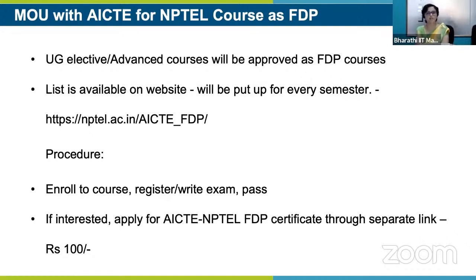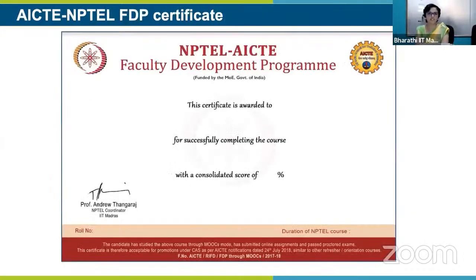You go through the course, submit assignments, and then you pay the 1,000 rupees and attend the final exam and get your certificate. Once you get your certificate, you can apply for the FDP certificate to us and get that too. That's all it takes to do an FDP course with us today. So this is very important for faculty. I hope this is clear.